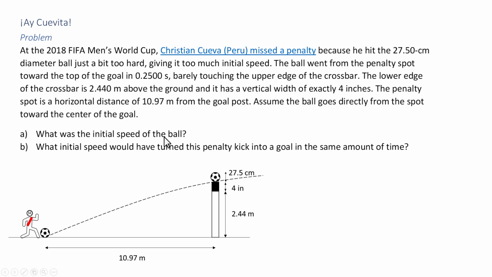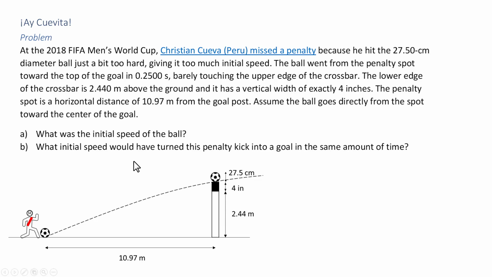The problem says that the ball touches the upper edge of the crossbar, which has a vertical width of 4 inches. We also know that the height of the lower edge of the crossbar is 2.44 meters. Therefore, the height of the soccer ball just missing the goal is 2.44 plus 4 inches.